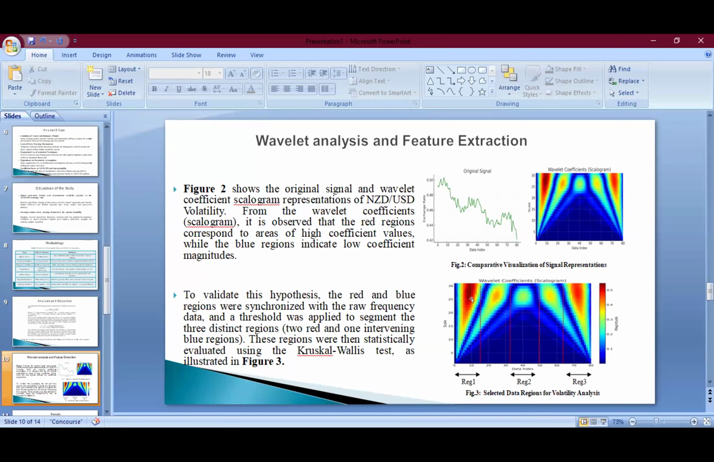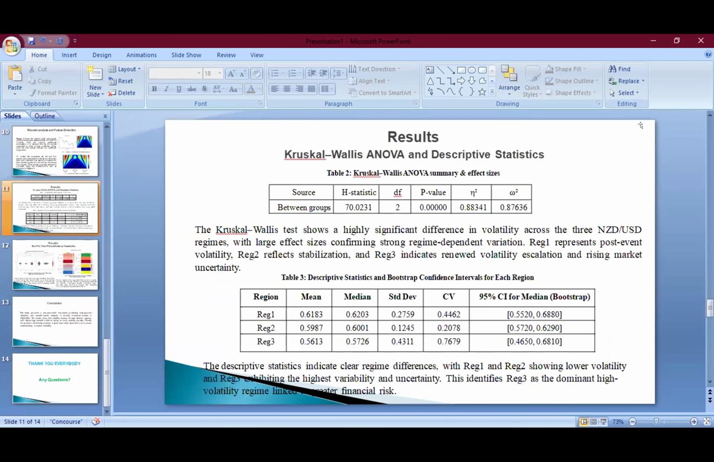The first red region is the reaction just after the currency fluctuation. The last red region is just before the currency fluctuation. That's why we chose the red regions. The middle one is the blue region, because this is a stable situation, so there is no reason for a currency fluctuation. So we select regions 1, 2, 3, and we perform our analysis using these 3 regions. These are the results.